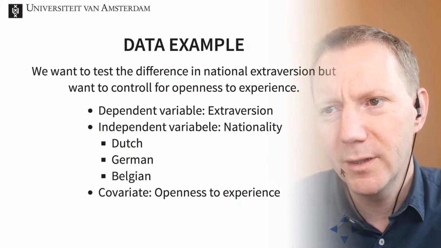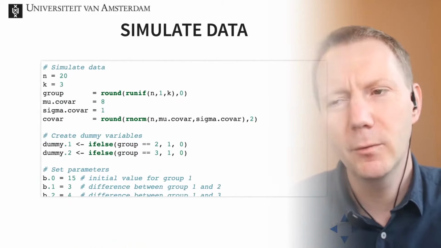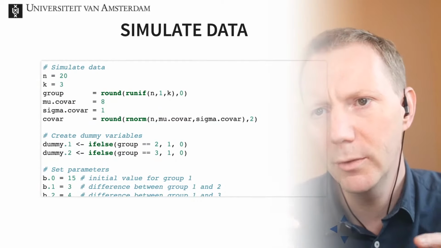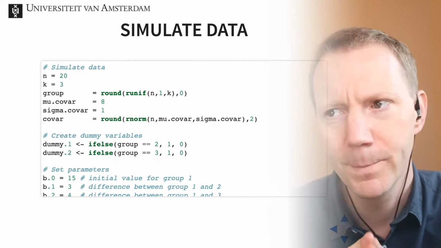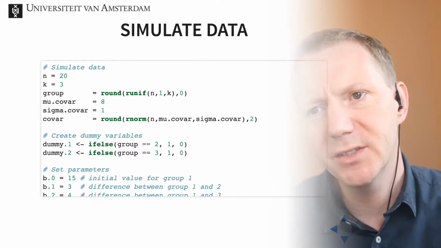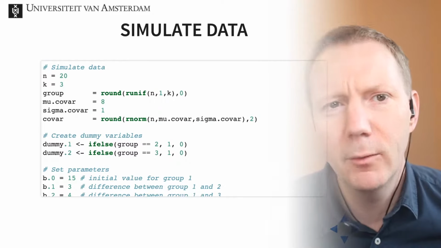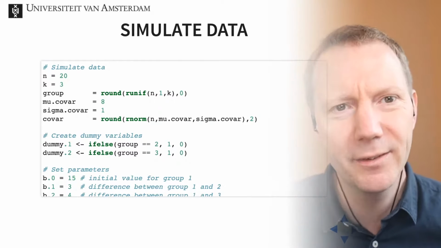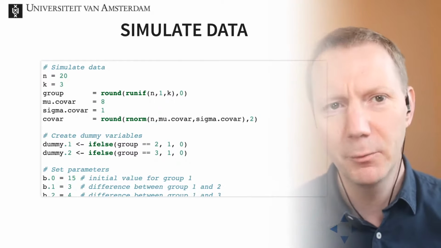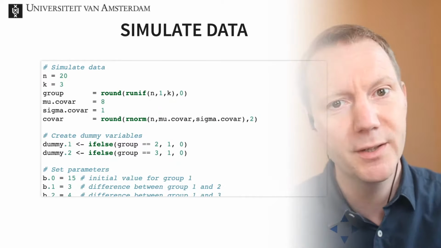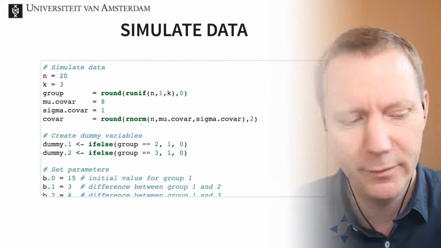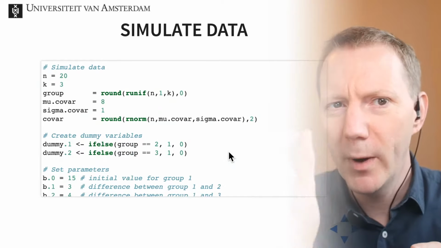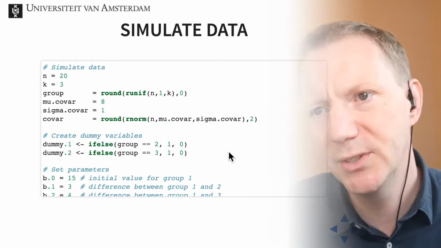Okay, so we have the Dutch, the German, and the Belgian people. What I'm going to do here is simulate some data, and I'm going to run through it a little bit so you know what's going on. The reason is that I want you to see what we actually put into this, so that when we are looking at the results of the analysis, we can compare it to what we put into the data, to see how it relates and where we see the differences, because we're going to see differences.